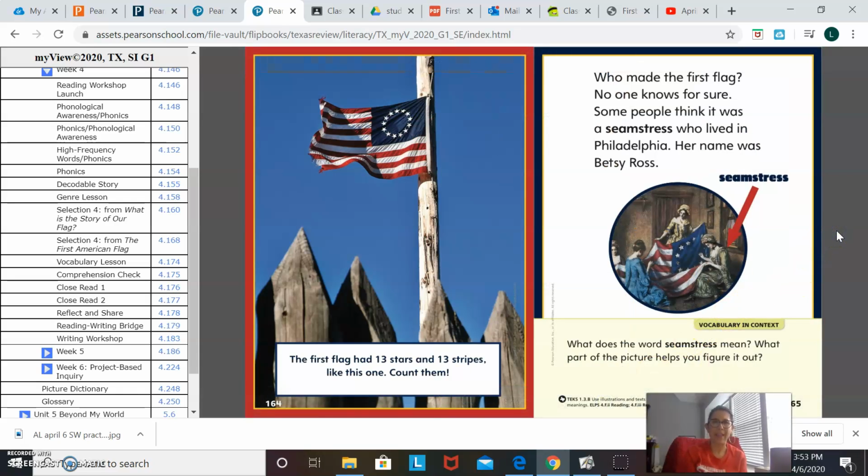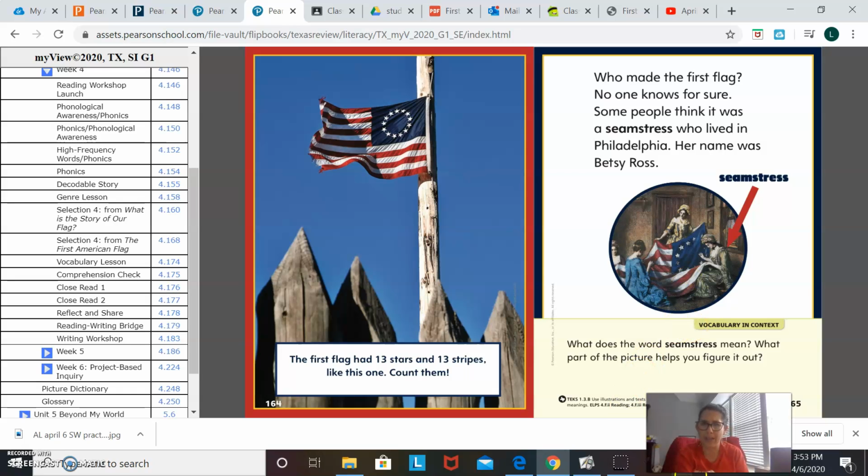The first flag had 13 stars and 13 stripes like this one. Count them. Let's count them. We'll start with this top one. 1, 2, 3, 4, 5, 6, 7, 8, 10, 11, 12, 13. 13 stars and then 13 stripes. 1, 2, 3, 4, 5, 6, 7, 8, 9, 10, 11, 12, 13 stripes.